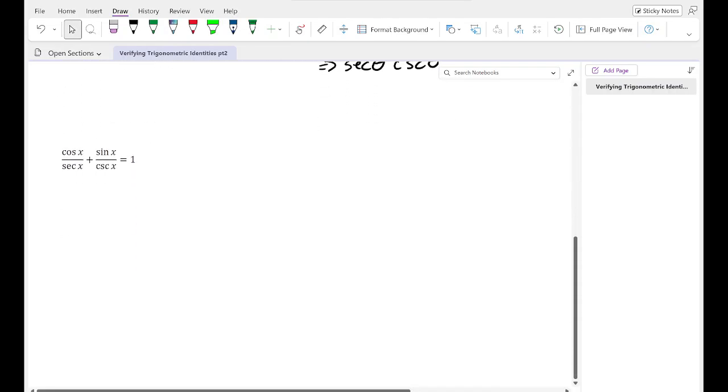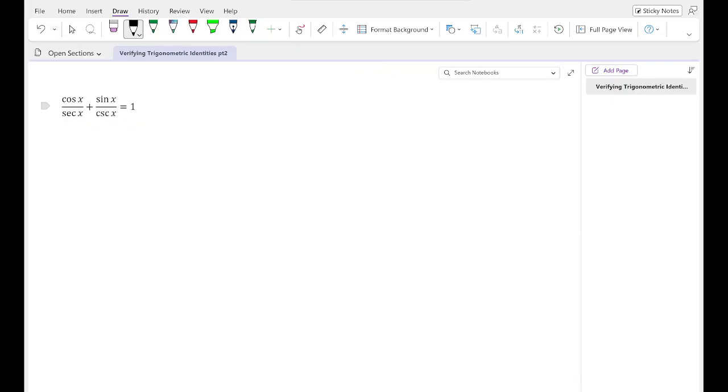Now how about this one? This one looks like a little bit more of a problem. Cosine x over secant x plus sine x over cosecant x equals 1. How am I going to do this? Well, obviously there's not much I can do with 1. Very limited options, so I'm going to work with the left-hand side. So cosine x over secant x plus sine x over cosecant x. And I'm going to work with this.